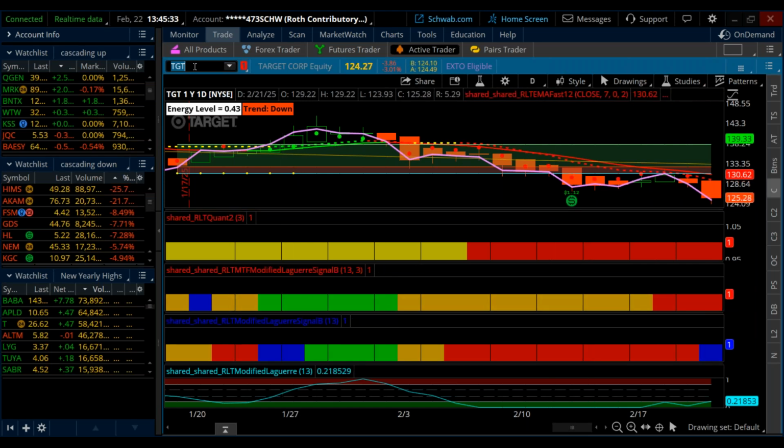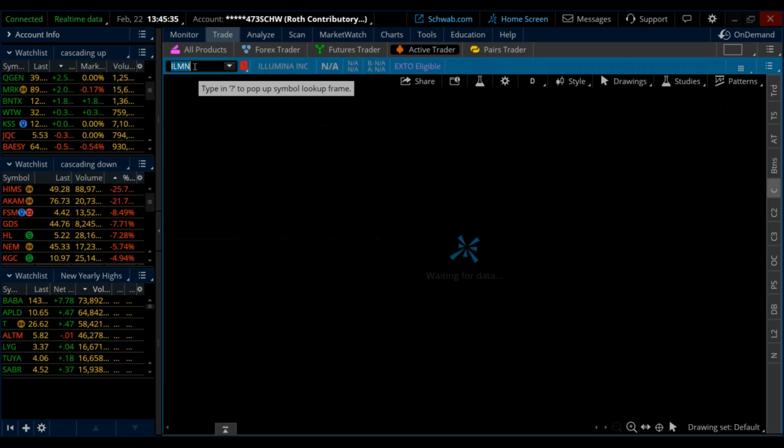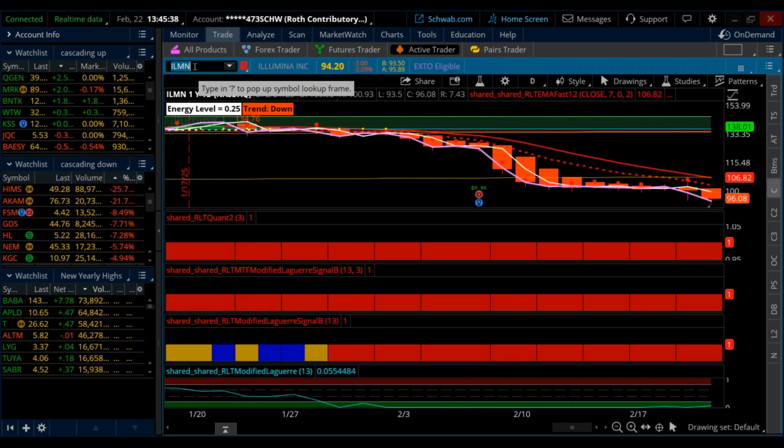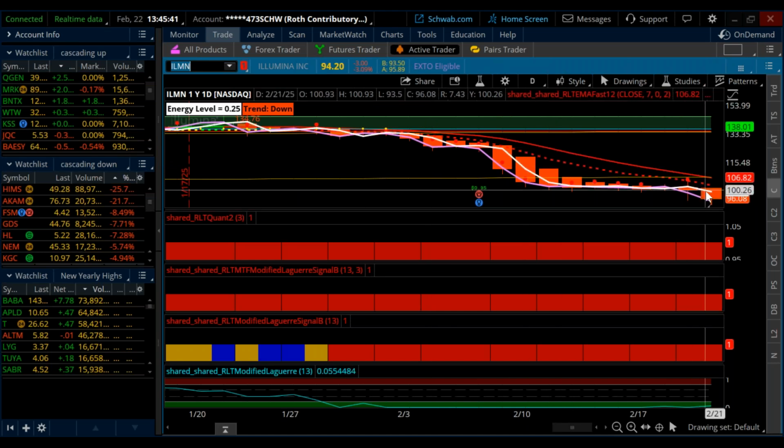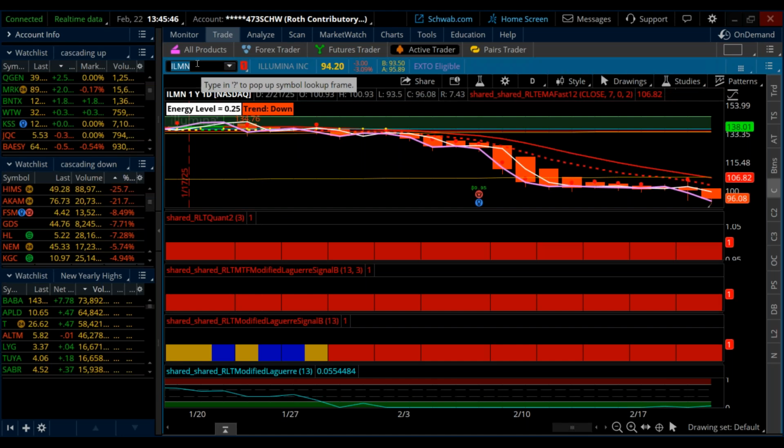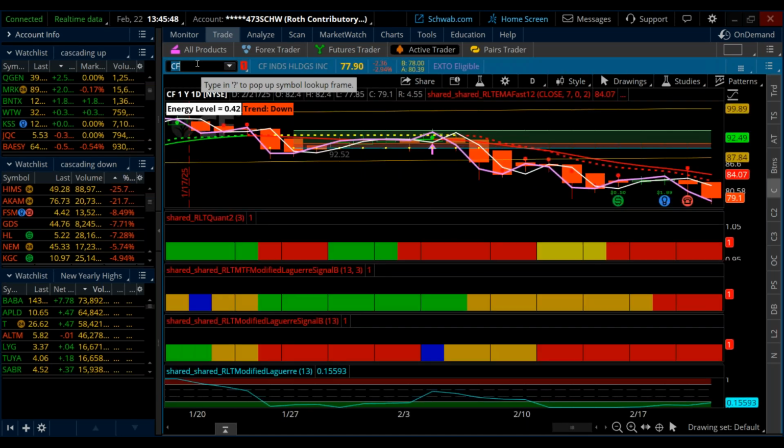All right, let's take a look at Alumina. Alumina looks great. Perfect short setup. Just beautiful, beautiful pattern to the downside and breaking down. So beautiful setup for a short on Alumina. And CF, beautiful setup for a short on CF, all red. Perfect for us to take this.